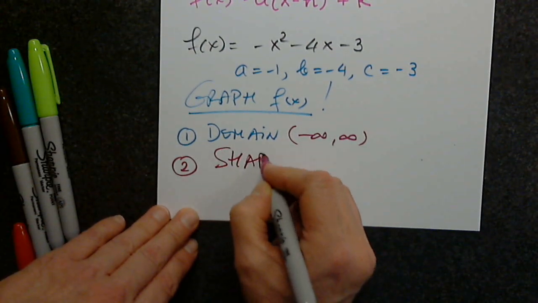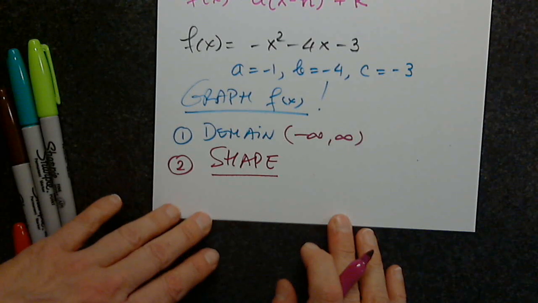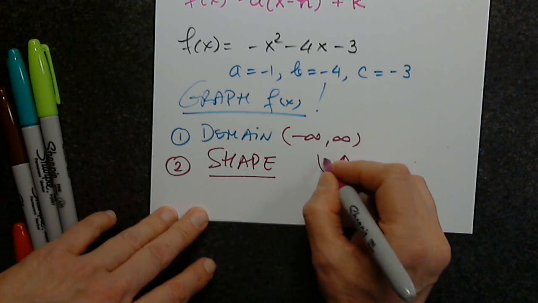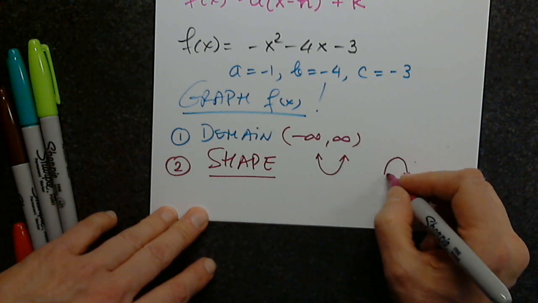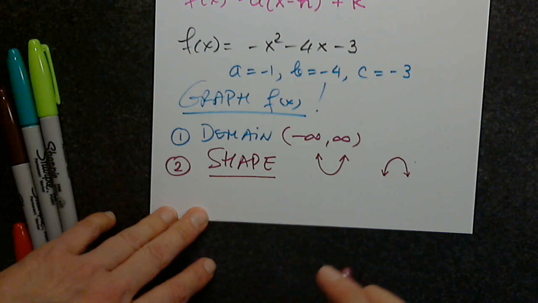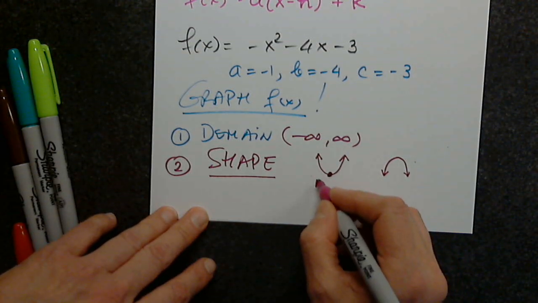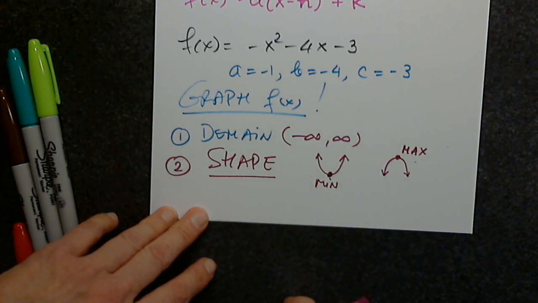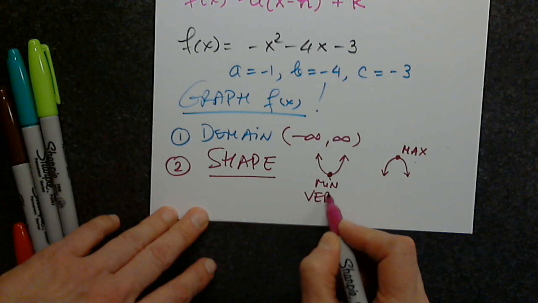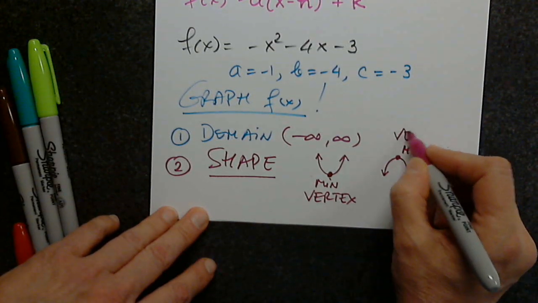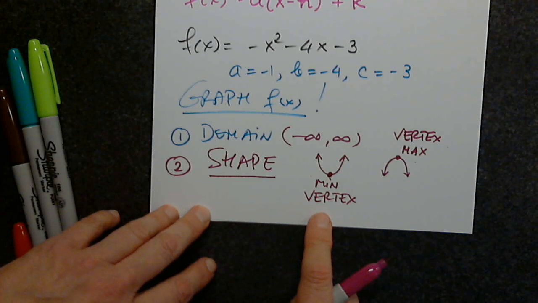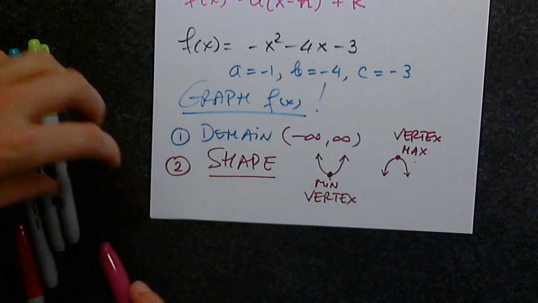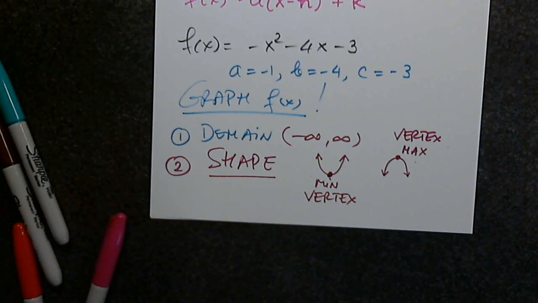Shape. What does this mean? There are 2 possible shapes for quadratic functions. This is one possible shape, and this is the second possible shape. This one has a minimum, and this one has a maximum. Both points are called vertex or vertices, but vertex singular. Vertex. The vertex here represents a minimum. The vertex here represents a maximum. It is related to the leading coefficient.